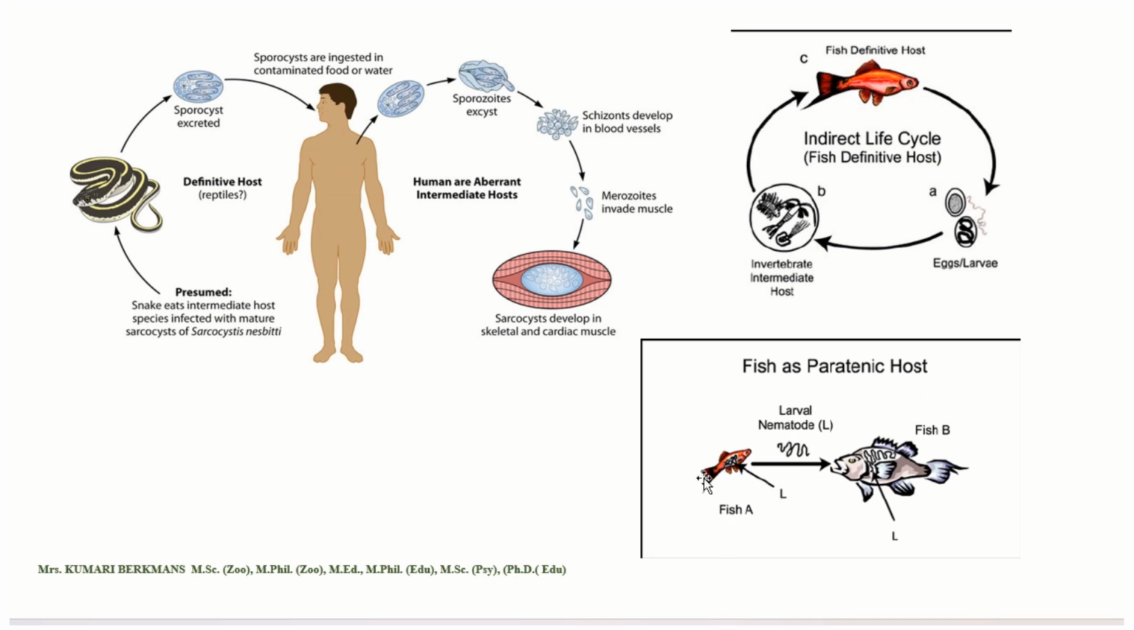So this is a small fish. In this fish you can see in the stomach, it is the larva. Nematode larva is there. If this is taken up by the big fish, automatically the larva from the small fish enters into the body of the big fish. So this is the paratenic host.